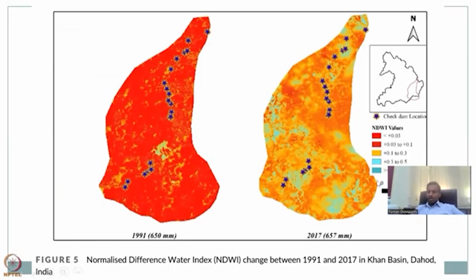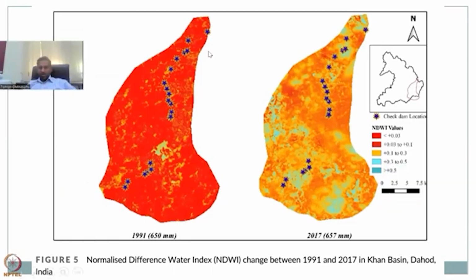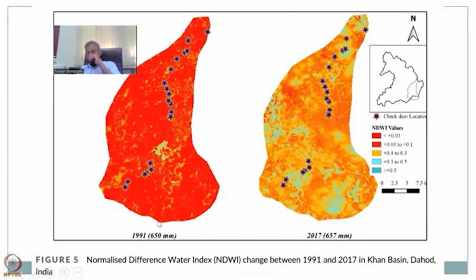You can clearly see that everywhere it was red during the 1991 period with 650 mm rainfall, but during the 2017 period with 657 millimeter rainfall, you can see that it has improved from 0.03 to 0.1 to 0.5. So all of this area is converting back to positives, and the positives are definitely due to the increase in recharge from the check dams and the spatial distribution of the water to all these locations.